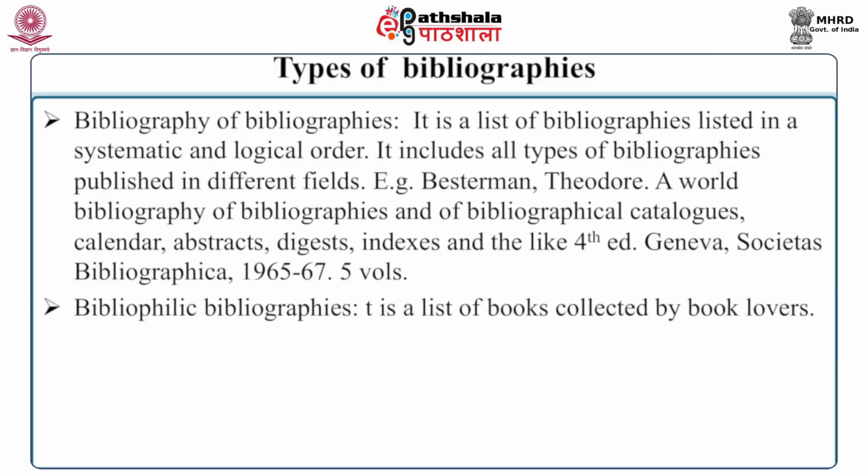Bibliophilic bibliographies. This is the last type of bibliography. Bibliophiles are the book lovers. Book lovers will have a good collection of books. So if you have prepared a list of books collected by a book lover, it is called a bibliophilic bibliography.